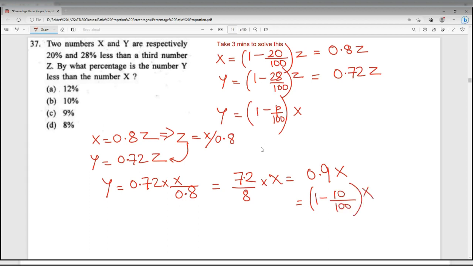By 100 into x. So this is 10% less than. So even from seeing this, you can say that y is 10% less than x. So the correct answer is option B.